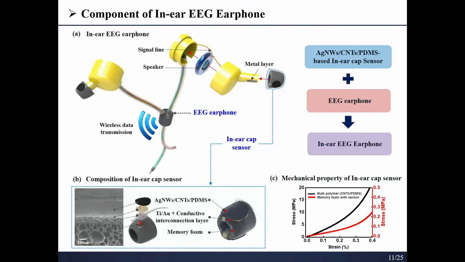So here shows the appearance and the components of the In-ear EEG earphone. As you can see here, the In-ear EEG earphone consists of two parts. One is the silver nanowire CNT-PDMS-based In-ear Cap Sensor, and the other is the EEG earphone, which is the measuring system. The Cap Sensor is made by attaching the conductive interconnection layer with the silver nanowire CNT-PDMS composite together on memory foam. And this In-ear Cap Sensor is also designed to plug in and plug out.